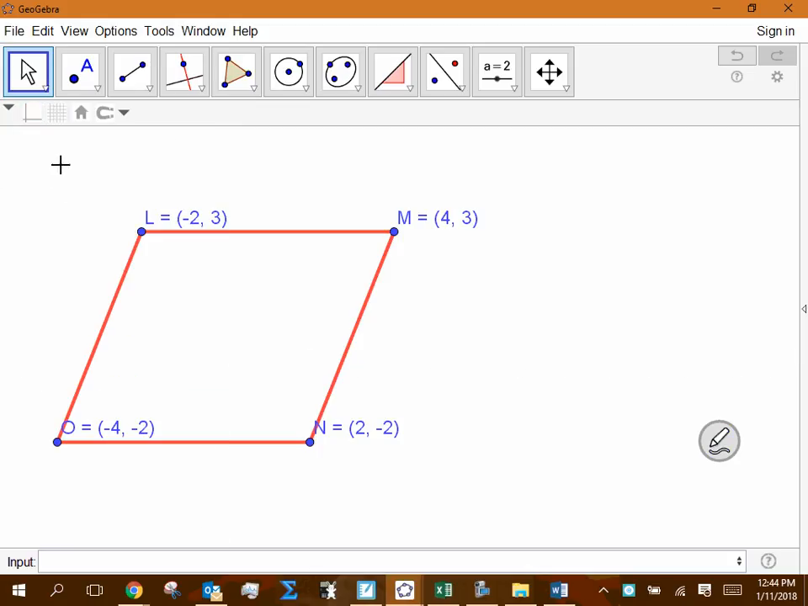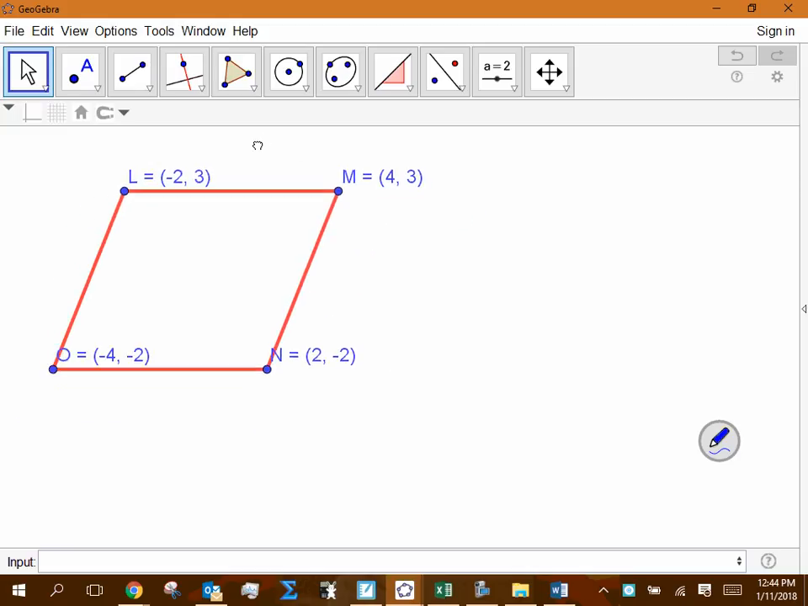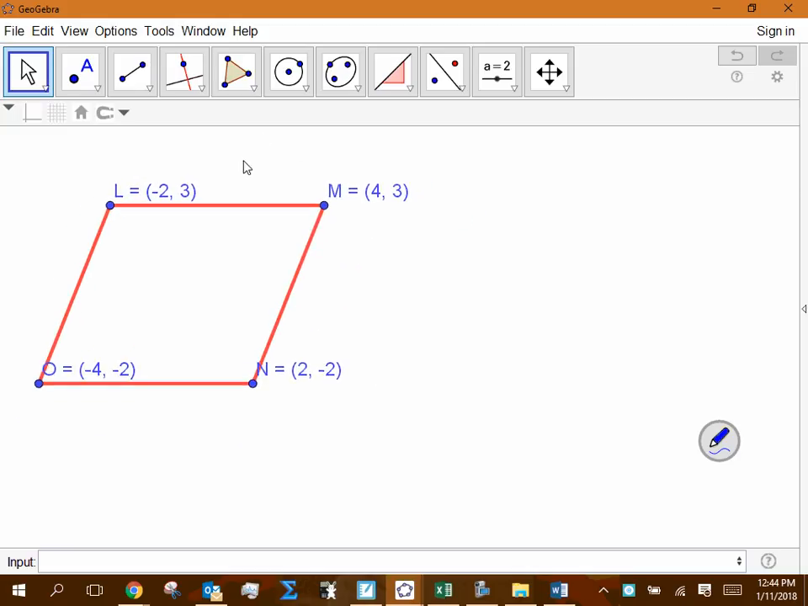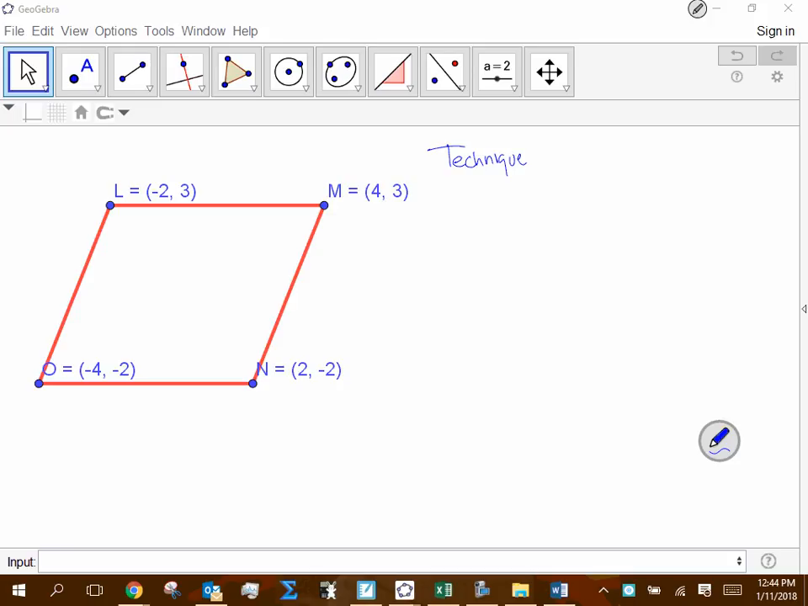I'm actually going to get rid of my axes just because it cleans up the picture a little bit for me drawing over here. So, first thing I want to do, it said technique 1. Technique 1 here, I'm just going to be focusing on opposite sides. There are 2 approaches you can use. The first one is to use the definition. So technique 1, I'm going to use the definition of a parallelogram.